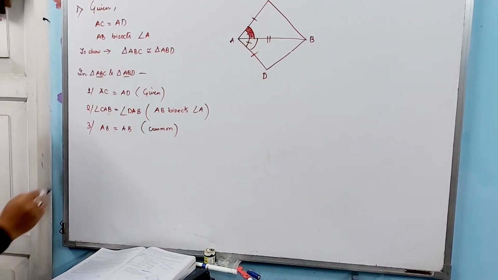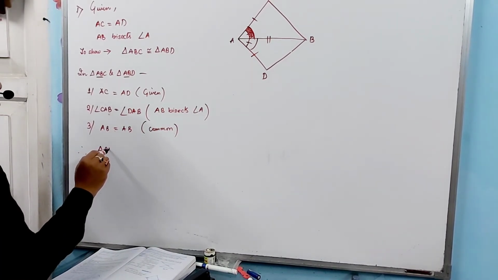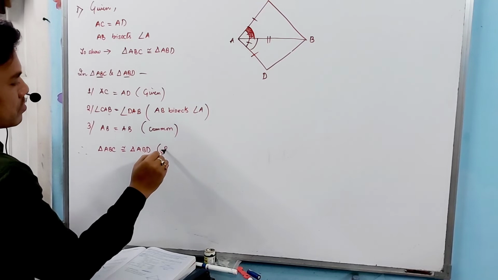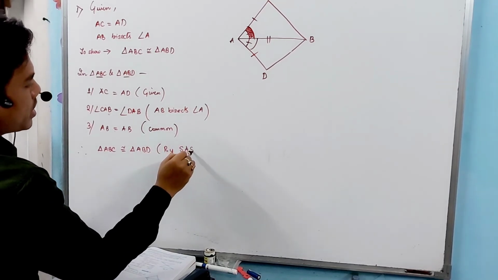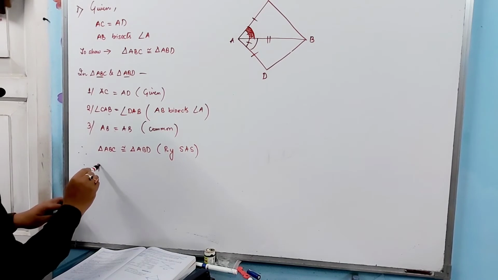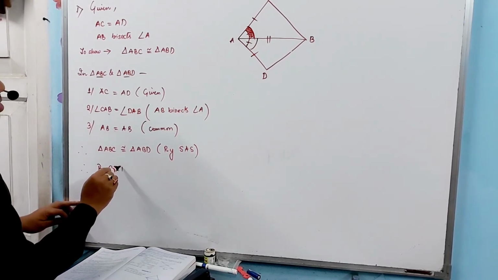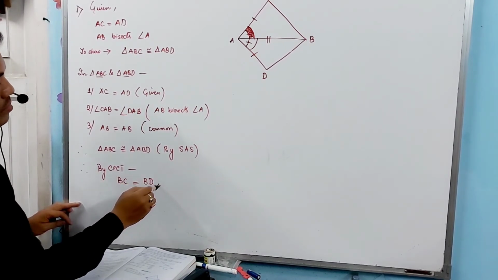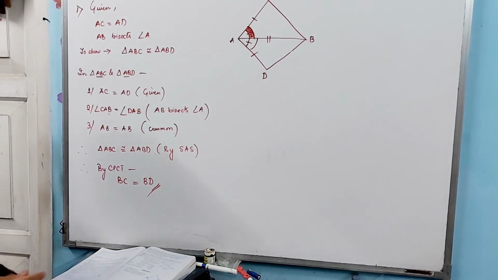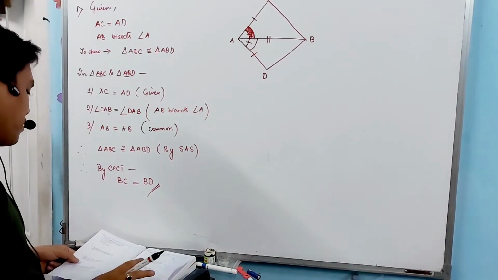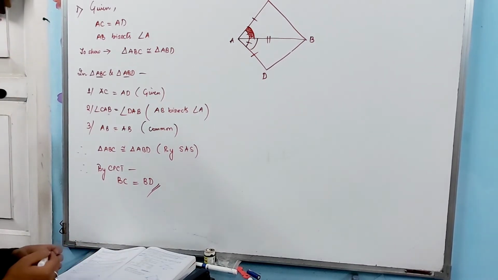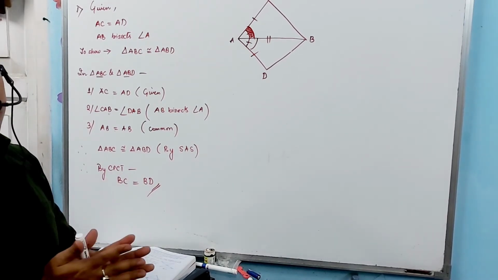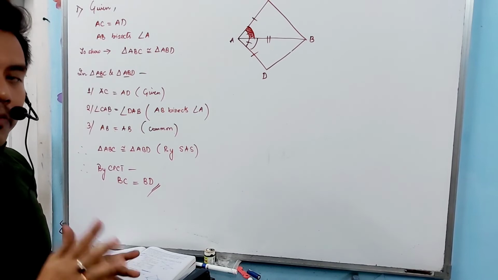Is it clear? So, both the triangles are congruent. Triangle ABC is congruent to triangle ABD by what? SAS. Therefore, by CPCT, what can we say? We can say that BC is equal to BD. Is it clear? So this chapter is very, very easy. You just have to practice it regularly. Without practice, no one can do anything. You have to practice a lot.